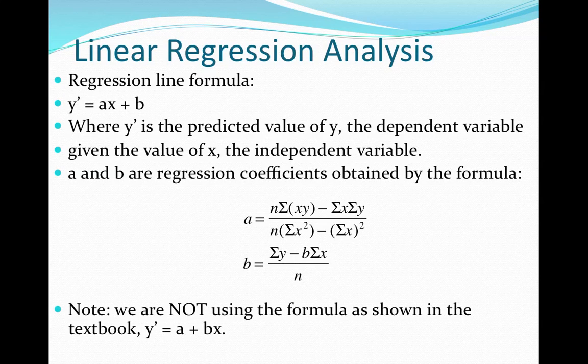Okay, so just beware that we're not using the formula as shown in the textbook, which is y prime equals a plus bx. What's the difference? Well, in our equation, y prime equals ax plus b, a is the slope and b is the y-intercept. In the textbook, they use y prime equals a plus bx, where b is the slope and a is the y-intercept. So if you use the textbook for reinforcement, just beware that we're not using the same formula.